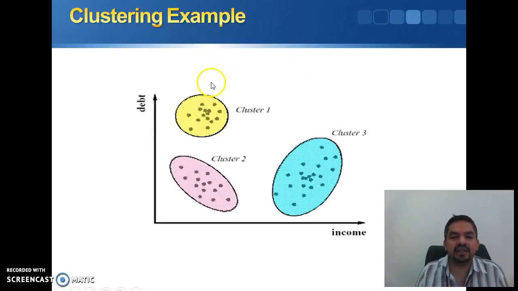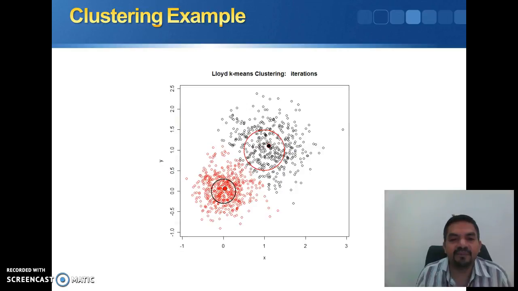We come to the clustering example. If you take this yellow color, all the data points, the objects with similar properties, are in one group. In cluster 2 with pink color, again similar properties form another group, and cluster 3 with green color is another group. Now the similarity between cluster 1 and cluster 3 should be very low; the distance is maximum. That is an example where Lloyd K-means clustering is used.